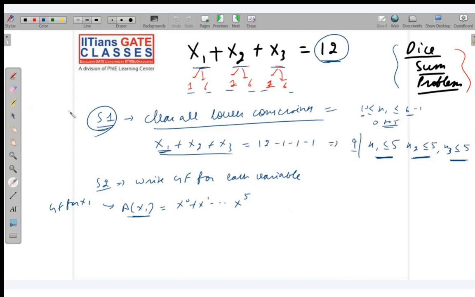So now it is clear. See, for the generating function of x1, we have to take x power 0 to x power 5. Why 5? Because of this 5. No doubt there are six terms, but no problem. I will take it like this only.